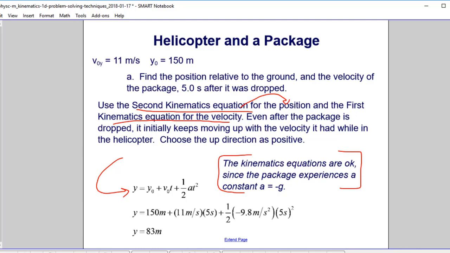So here's second kinematics. We put in our numbers. We start at 150 meters above the ground, with an upward initial velocity due to the helicopter of 11 meters per second. And that's going to be effective for the 5 seconds that we're looking for right there. And then we add in the 1/2 at squared, and a in this case is negative 9.8. We do the math, and since we were talking about reference to the ground, we know that the package is now only 83 meters above the ground.